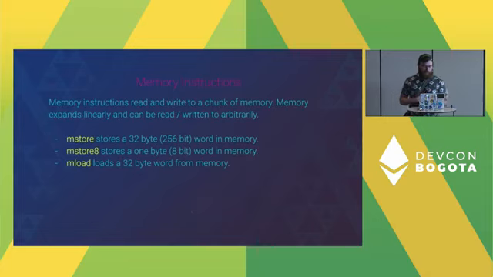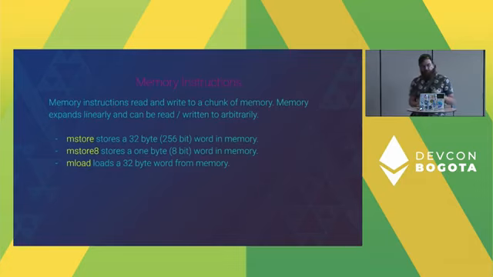So memory instructions can read and write to a chunk of memory. Now, memory is this linear data that can be read and written to during the execution of a program. So it's a different place from the stack. It's good for storing things like arbitrarily sized values and things like that.